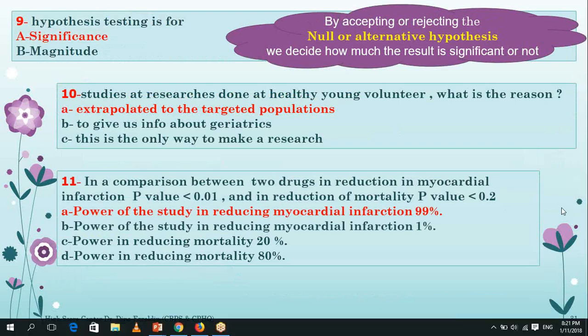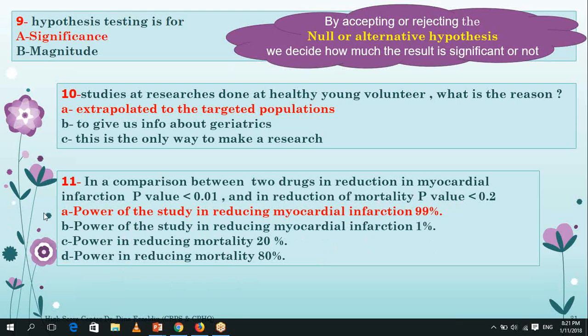In a comparison between two drugs, in reduction of myocardial infarction, the p-value was less than 0.01. And in reduction of mortality, the p-value was less than 0.2. So the two drugs are non-statistically significant in the reduction of mortality, so we couldn't interpret the reduction of mortality. If the choices A and B are power of the study in reducing myocardial infarction, 99%, and power of the study in reducing myocardial infarction, 1%, and C and D are power in reducing mortality, we said that we will not interpret the reduction of mortality because it's non-statistically significant. There is no difference between the two groups in reduction of mortality. So it's A or B.